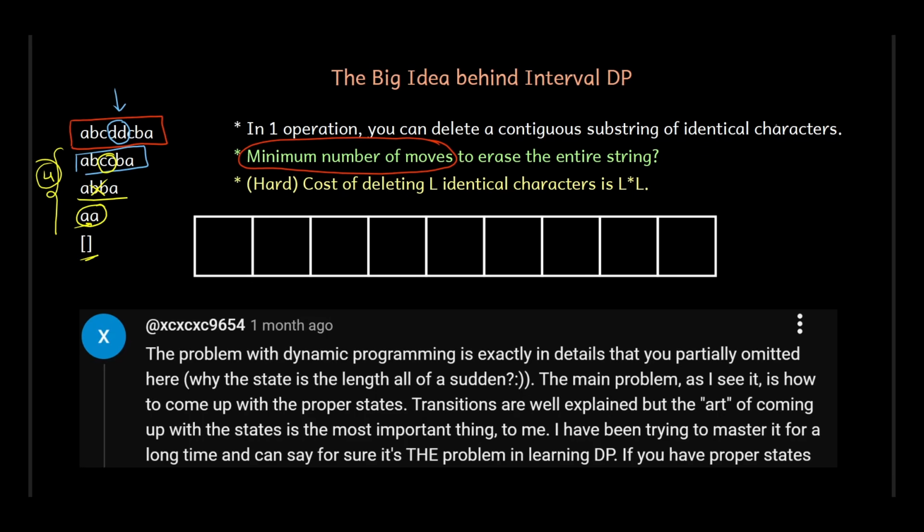And then later in the video, we'll also discuss a hard version of the problem, which says that if you want to delete this D and D, then the length is 2. So the cost would be 4. But if it had been D, D and D, then the length is 3 and the cost would have been 9. And if this is the cost, then what is the minimum cost to delete the entire string?